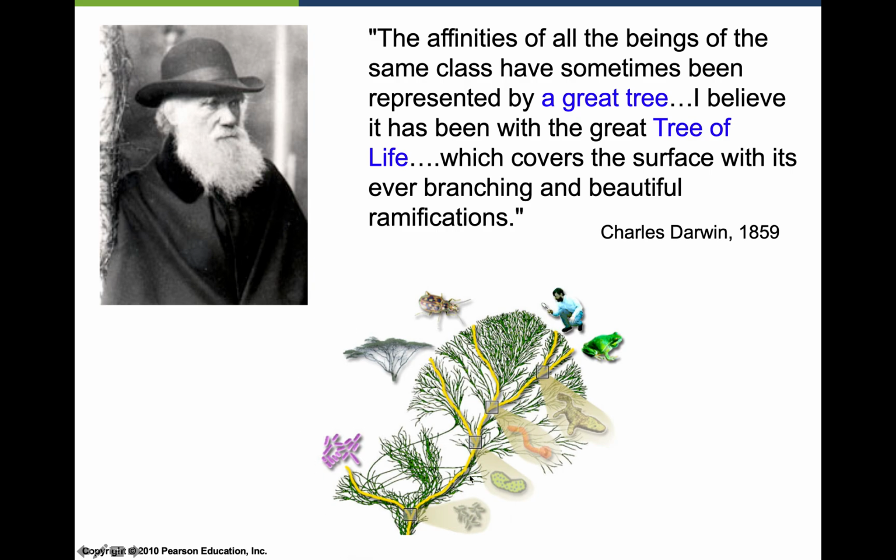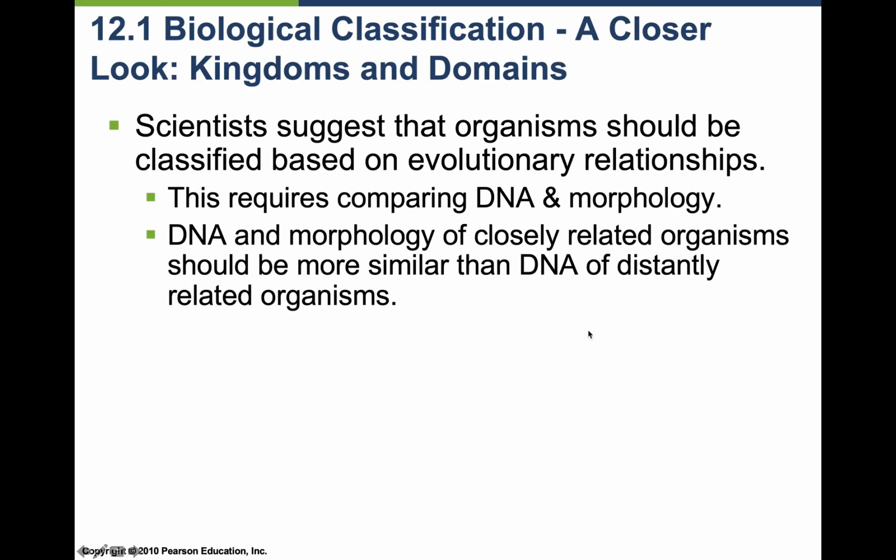And this is more of a stylized drawing of how trees could be presented. But what we're going to do is learn how to do a little bit of tree thinking. So scientists suggest that organisms should be classified based on evolutionary relationships. Remember, we had our kingdoms, phylum, class, order, family, right? If we're going to group things according to their evolutionary relationships, this requires comparing things like DNA and morphology.